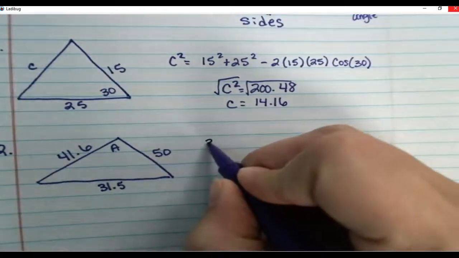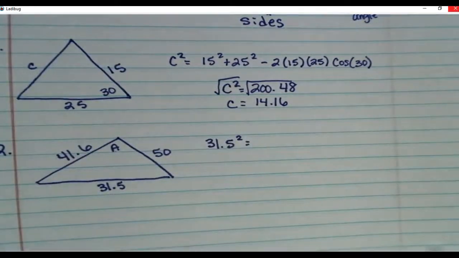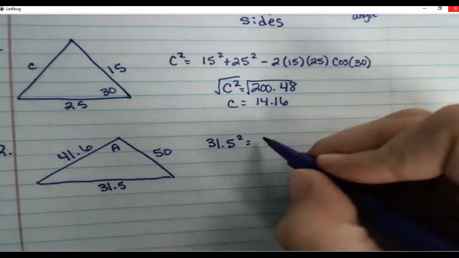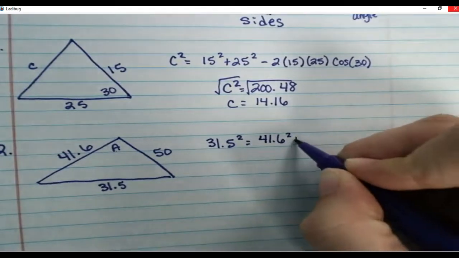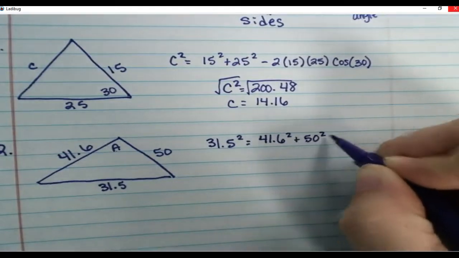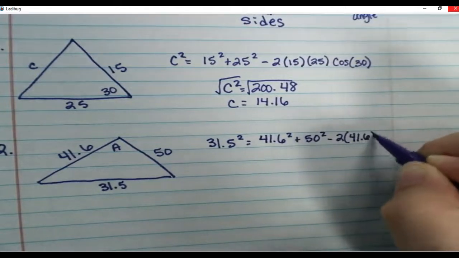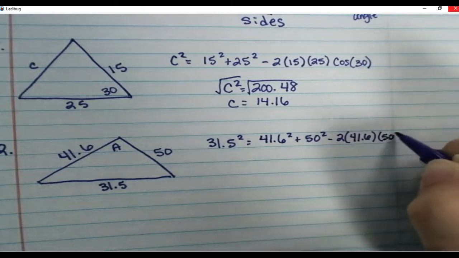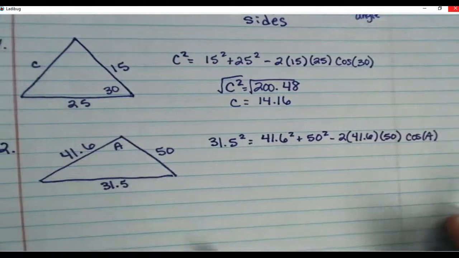So 31.5 squared equals. Now again, the other two, it doesn't matter. You can make 41.6 b, you can make 50 c. It doesn't matter. You'll get the same answer. So I'm going to just make 41.6 my b. So that's squared plus 50 squared minus 2 times 41.6 times 50. And then cosine of A, because that's what we are trying to find.